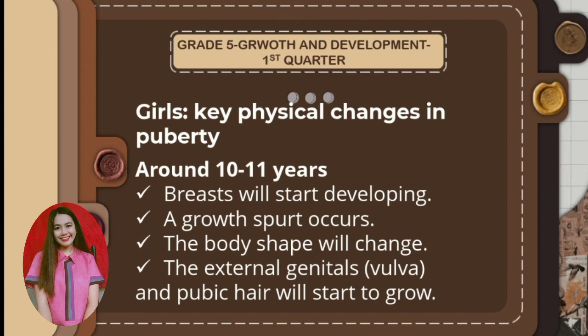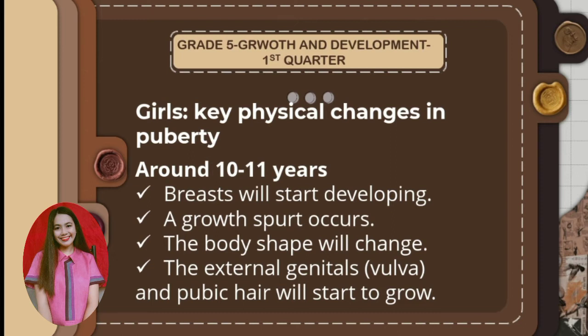Second, a growth spurt occurs. Some parts of the body, like the head, face, and hands, might grow faster than limbs and torso. This might result in a child looking out of proportion for a while. On average, girls grow 5 to 20 centimeters. They usually stop growing at around 16 to 17 years. Next, the body shape will change. For example, a girl's hips will widen.